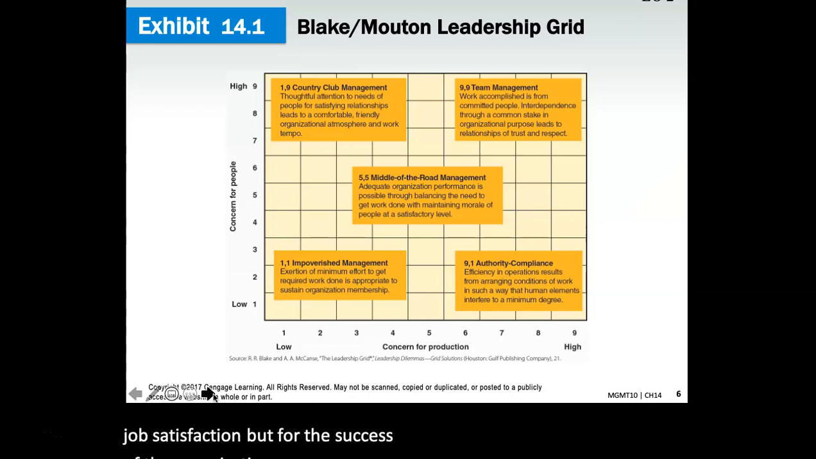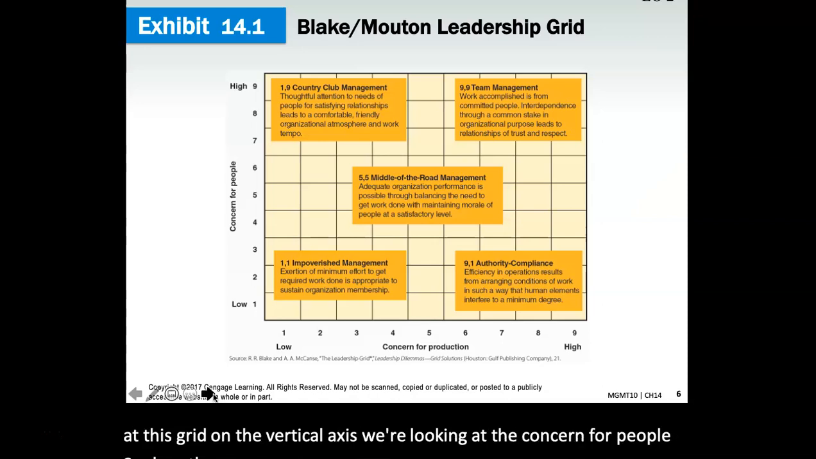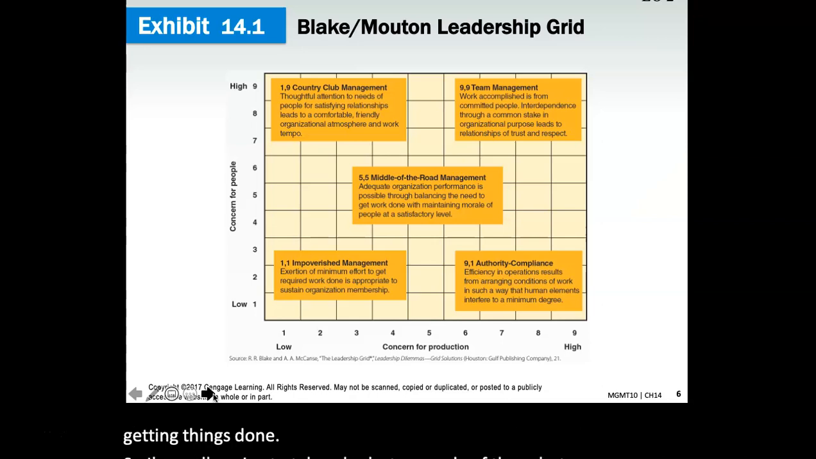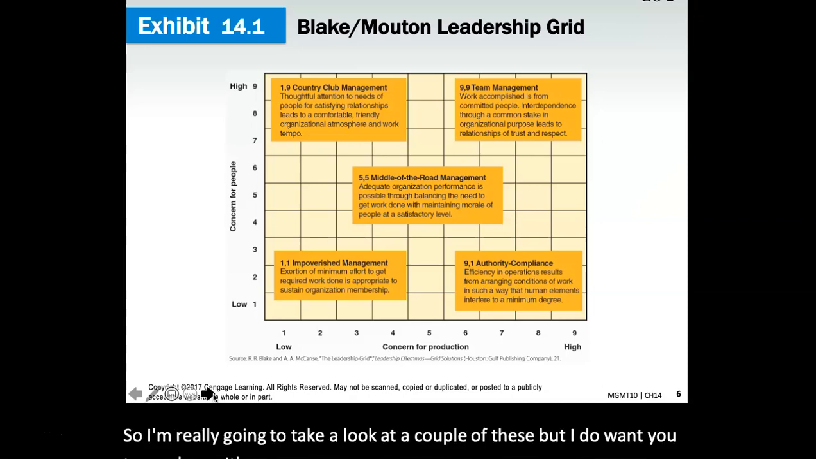There's a leadership grid that has been developed, and if you take a look at this grid, on the vertical axis we're looking at the concern for people. So does the manager or does the person have concern for people? And it goes from a scale of 1 to 9 and from low to high. And on the horizontal axis you have concern for production. In other words, getting things done. So I'm only going to take a look at a couple of these, but I do want you to have a good feeling for these and a good understanding. It's common sense.